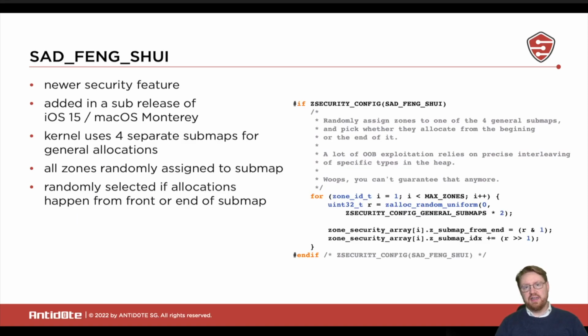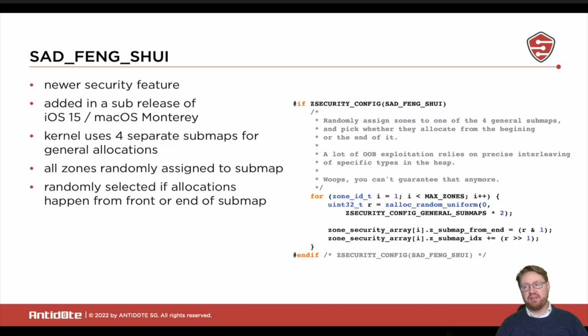Last but not least, let's come to the new mitigation called SAD FENG SHUI. This is something that Apple added after the initial release of iOS 15 and macOS Monterey. It was added later on at a point release. And this is a new feature that supposedly makes heap feng shui in the kalloc and zalloc heap a lot harder. And what does it do?